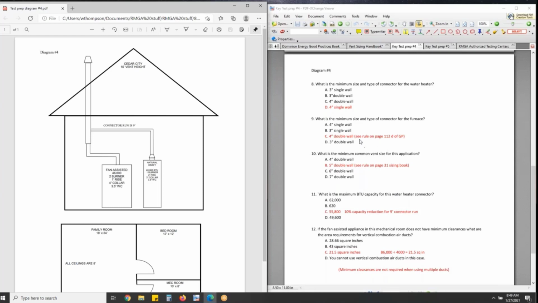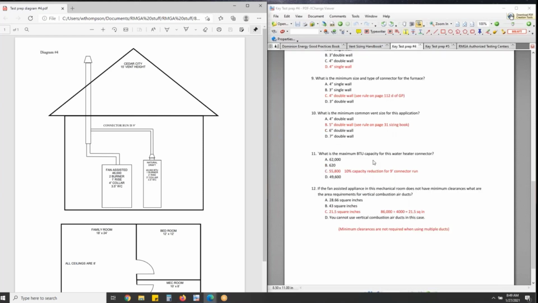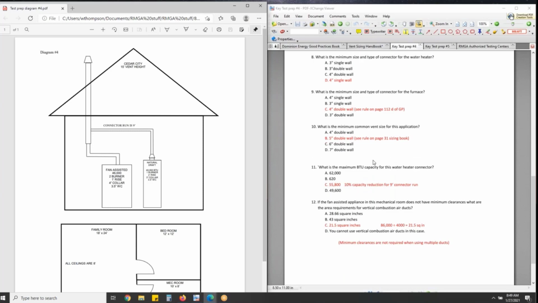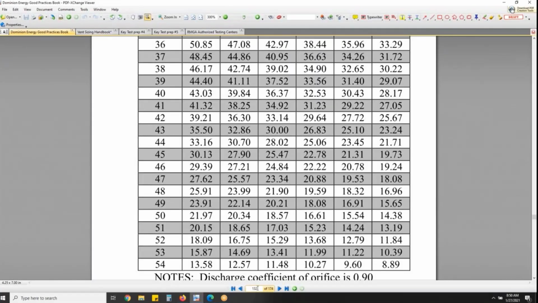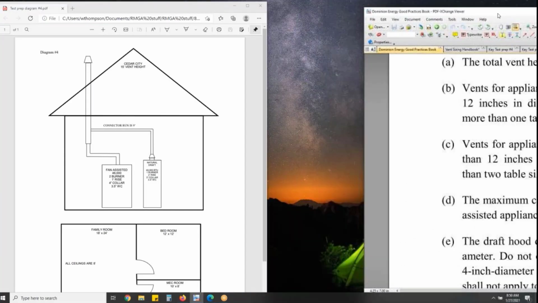4-inch double wall. So see rule on page 112D of the good practices. Okay. What is the rule? Because I didn't do this one. Okay. Sorry. So see the rule in the site. Sorry, we're up here on this one. See rule on page 112 of the good practices. So I go to the good practices book. Let me bring this up here so it's big screen. So let me go back over here.